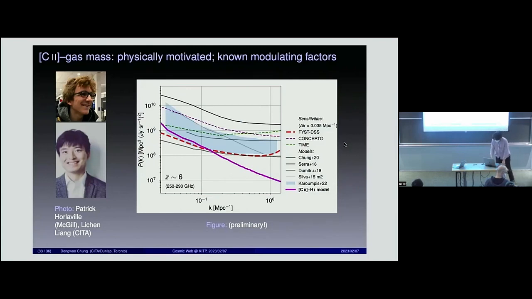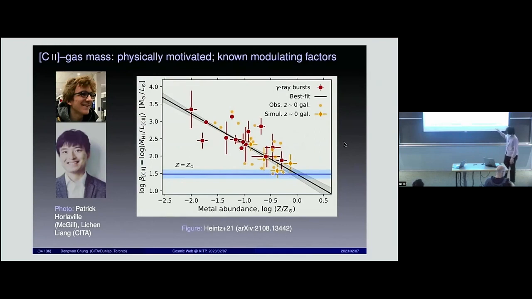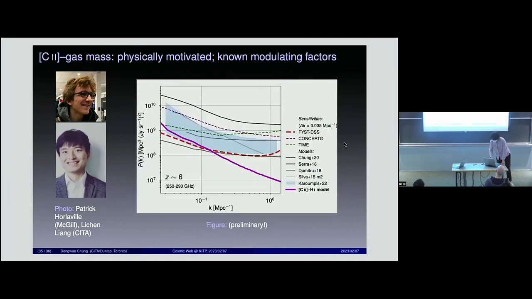For example, you can go looking for other examples of people thinking about C2 as a tracer of H1 mass in galaxies, in particular a set of papers from Caspar Heinz. What Caspar Heinz tries to do in particular is look at gamma ray bursts, trying to constrain the overall normalization. You can see the resulting points on the figure here have a sizable scatter and sizable error bars. So you can imagine if this normalization went up by a factor of a few, the prediction of the power spectrum might go up by a factor of 10.